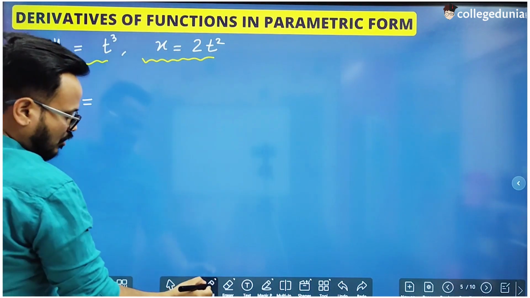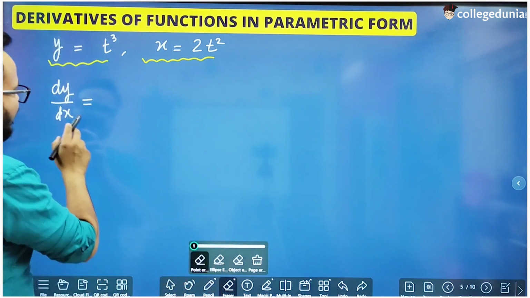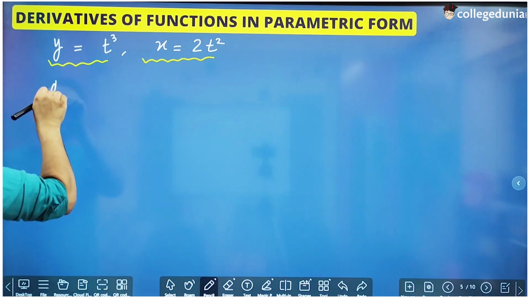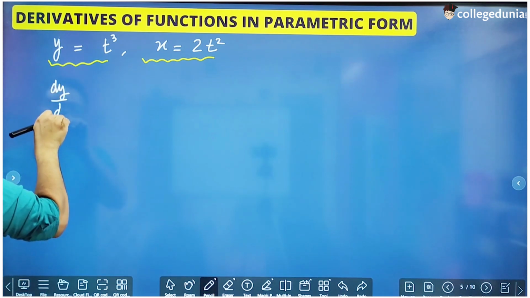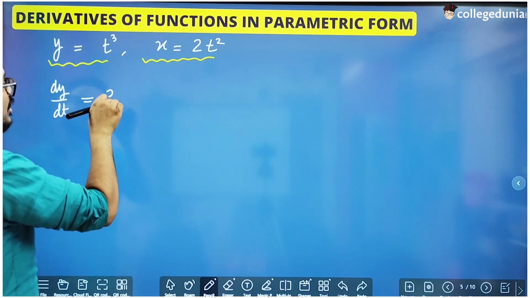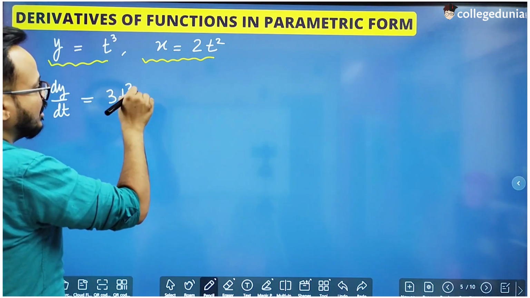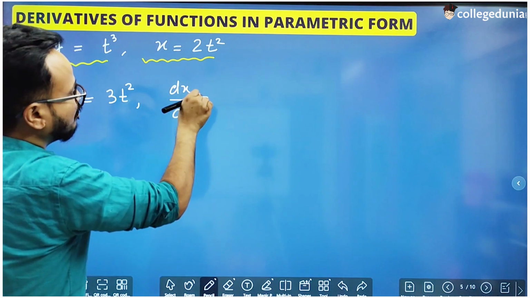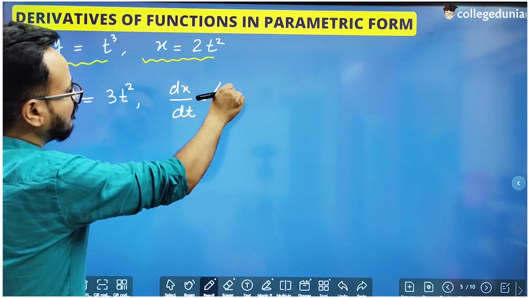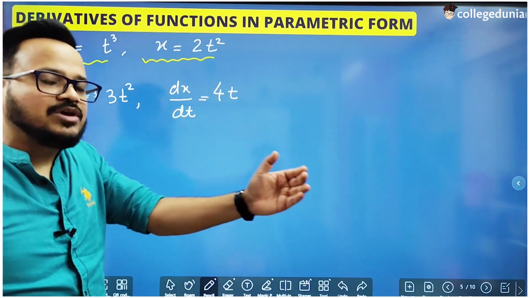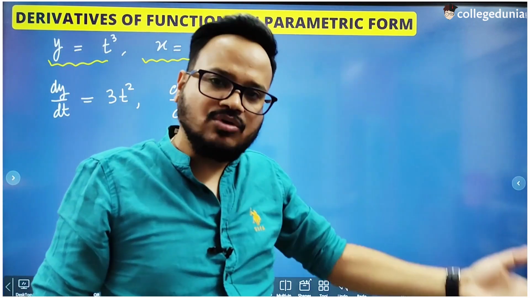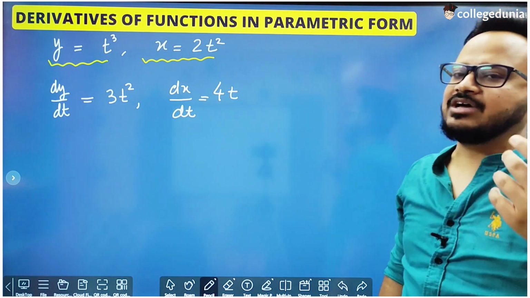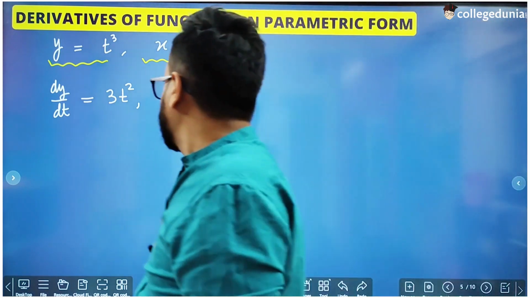So okay, we will find the derivative of y with respect to t. So dy over dt is 3t square, right? And we will find the derivative of x with respect to t, which is simply 4t, because y is given in terms of t, so we can find the derivative of y with respect to t only, and x is given in terms of t, so we can find the derivative of x with respect to t only, right?